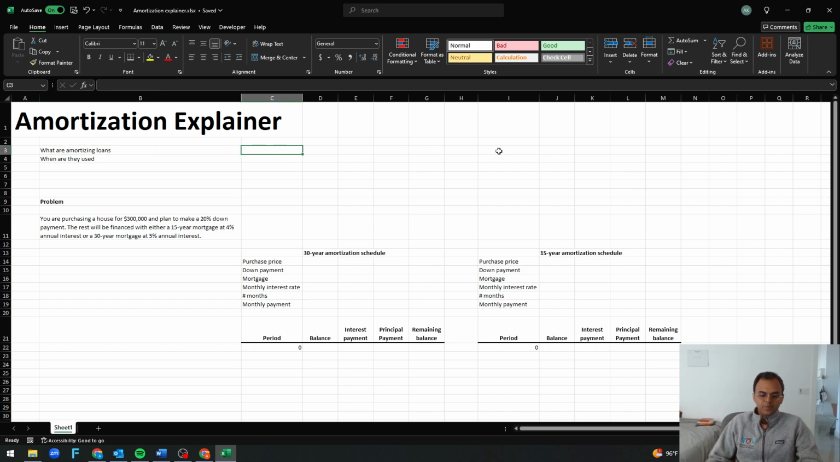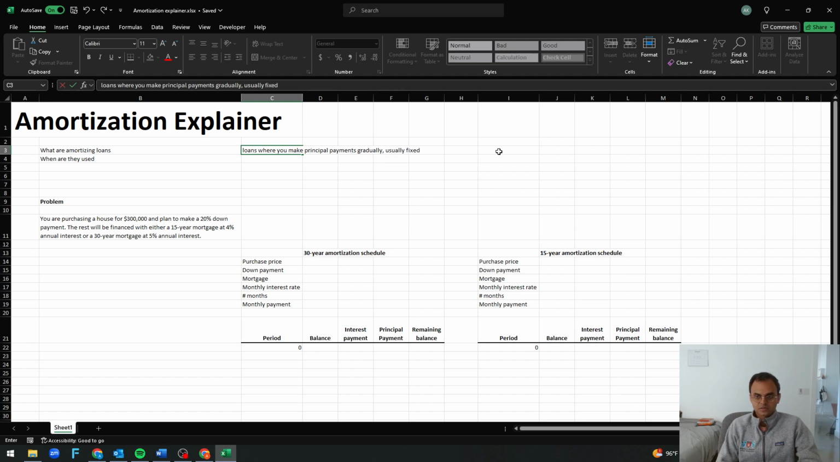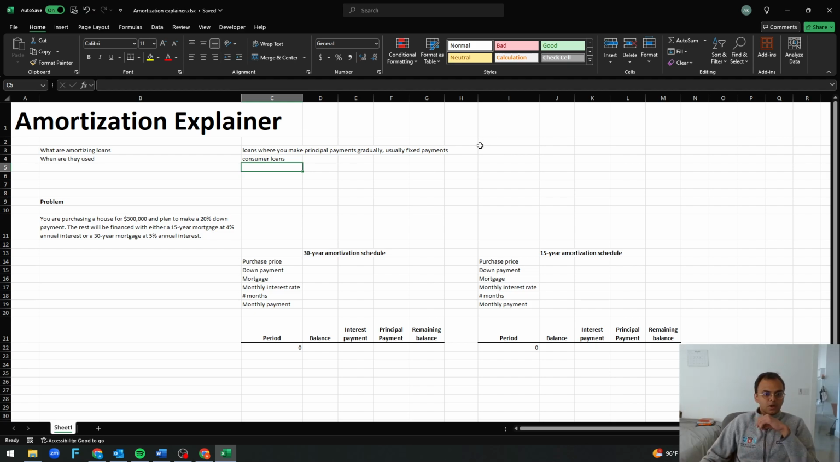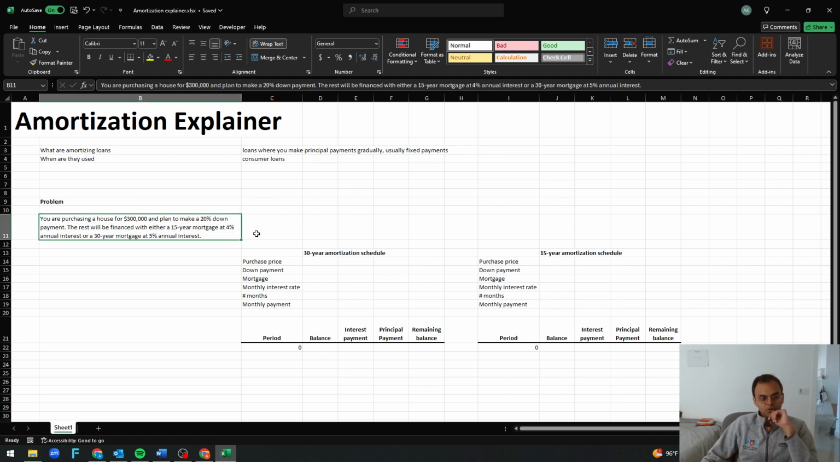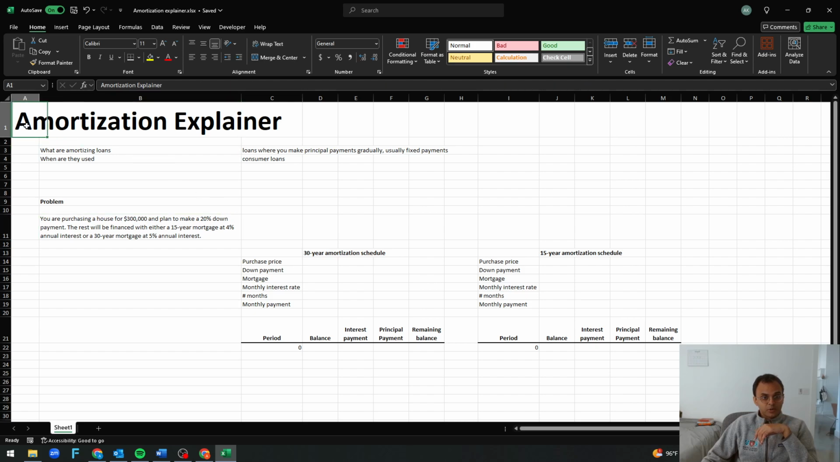What are amortizing loans? They're basically loans where you make principal payments gradually. So the loan balance goes down over the term of the loan. And the payments, in most amortizing loans, are usually fixed payments. They're normally used for consumer loans. An example of a consumer loan is a mortgage. Also, car loans and student loans are other examples of loans that are usually amortizing and are directed at consumers.